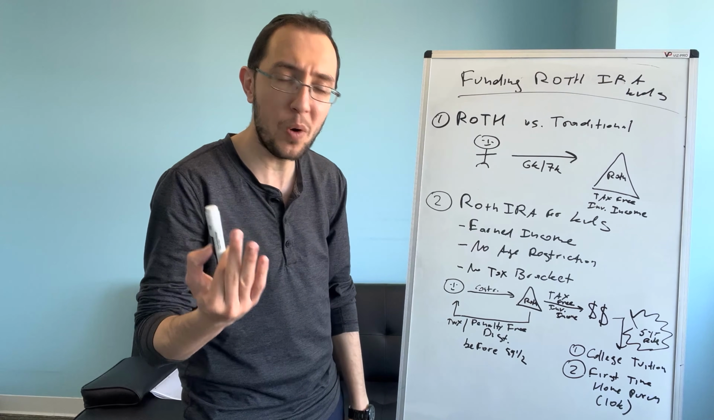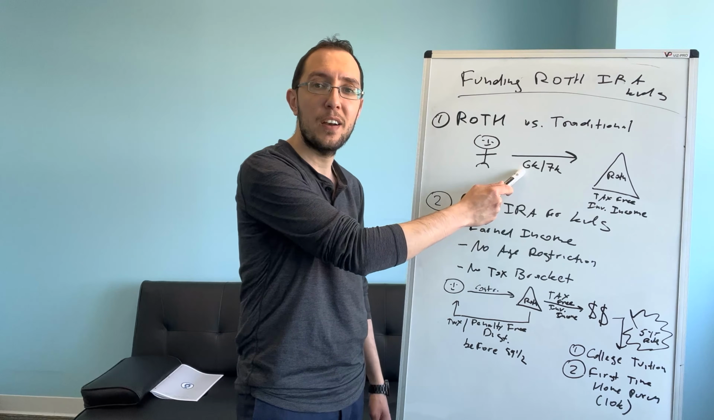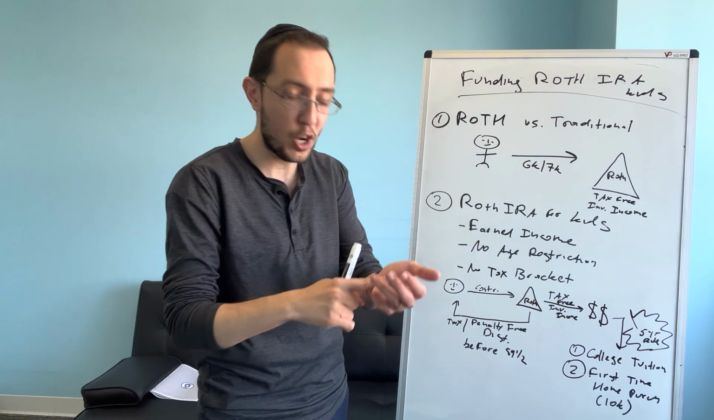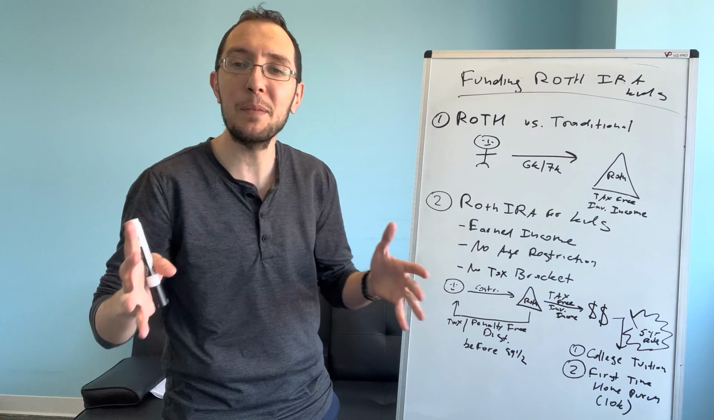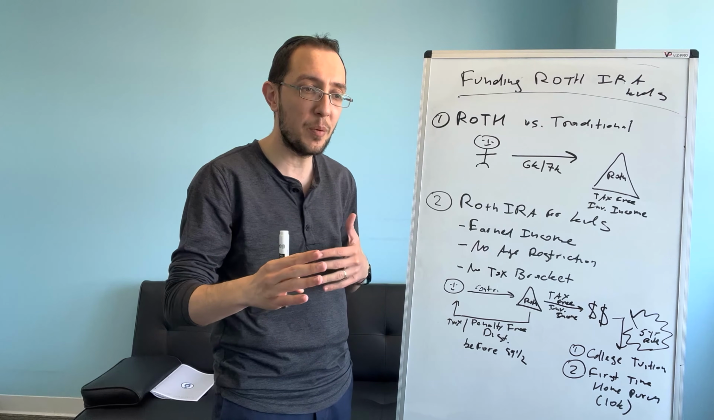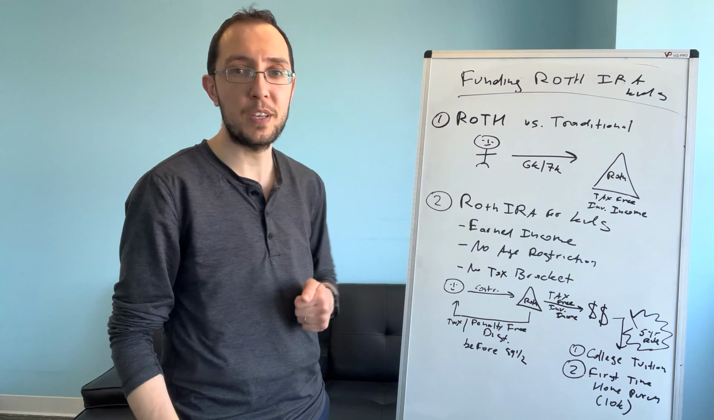And all you are doing, what? Contributing $6,000 a year for your child. Your child might have a summer job. Your child might have a babysitting job. Your child might have a nanny job. Whatever that may be, as long as they have earned income, help them do this for themselves.